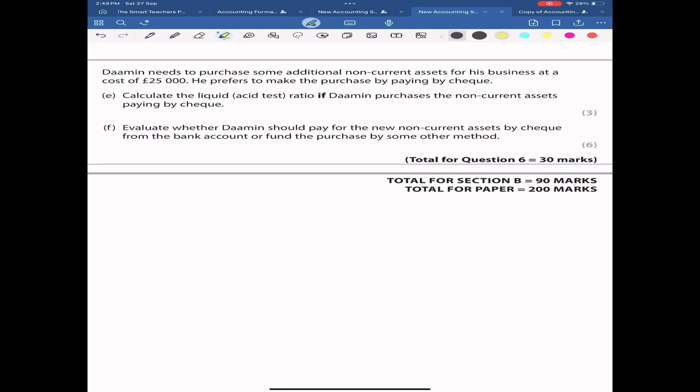Damin needs to purchase some additional non-current assets for his business at a cost of £25,000. He prefers to make the purchase by paying by cheque. E. Calculate the liquid or acid test ratio if Damin purchases the non-current assets paying by cheque. F. Evaluate whether Damin should pay for the new non-current assets by cheque from the bank account or fund the purchase by some other method. 6 marks.